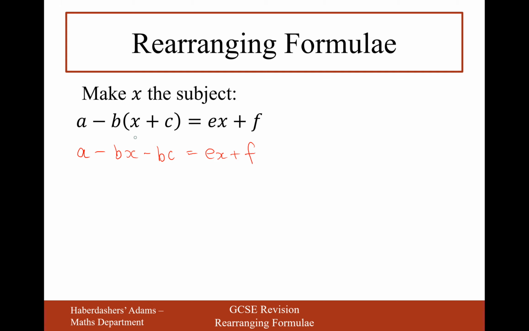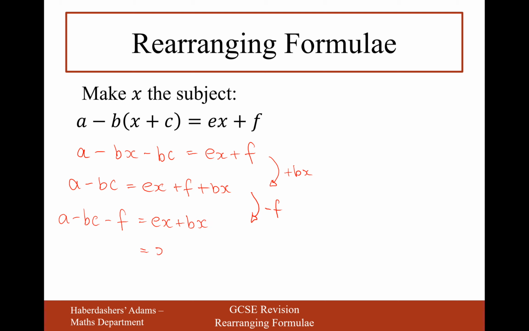Let's look at what has an x in. I've got minus bx here, and I've got ex here, so I think I'll move the minus bx onto the other side to make things as positive as possible. So add bx onto the other side. A minus bc equals ex plus f plus bx. Then I'll get rid of the f that's in the middle there, so take away f from both sides. So it's going to be a minus bc minus f equals ex plus bx.